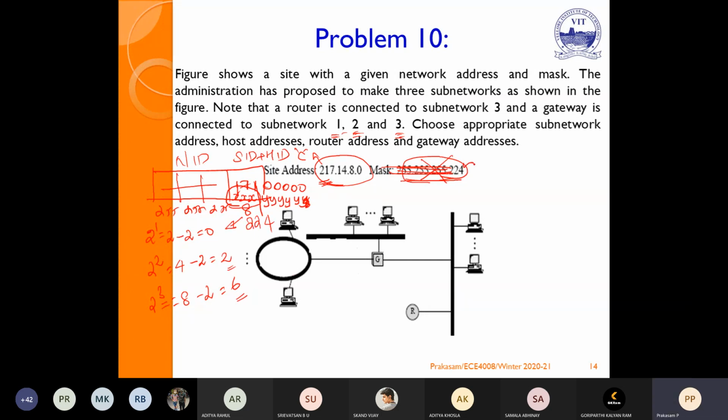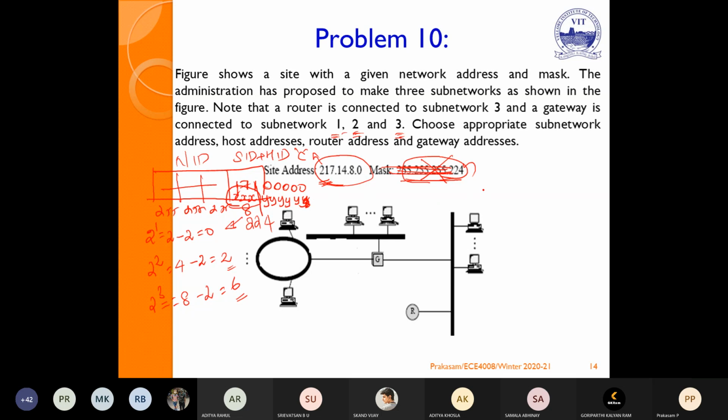That is the mask. So if the mask is not given, you have to identify the number of bits which will be required to provide service for the required subnet. Then the remaining bits you can use for the host.